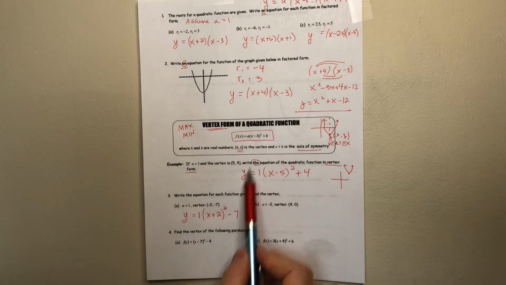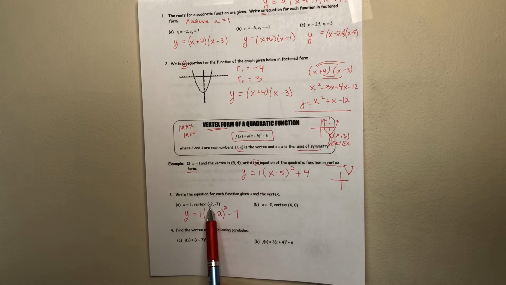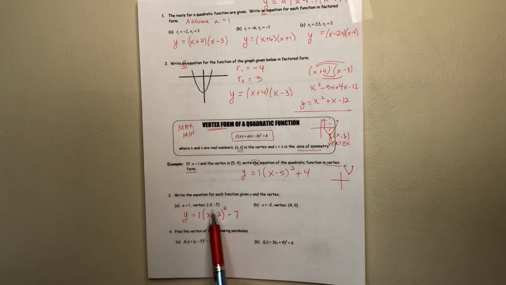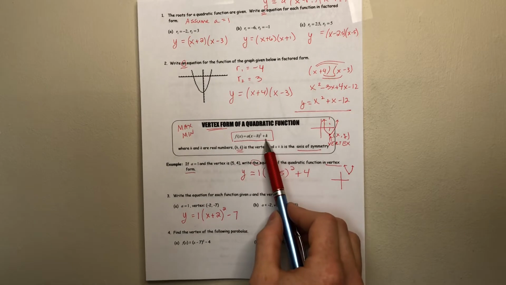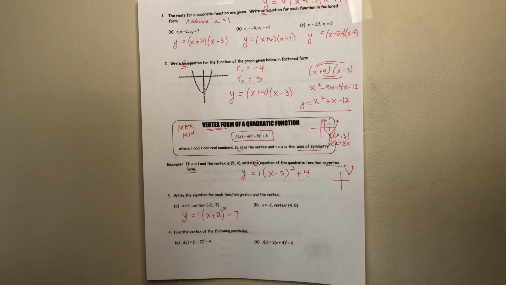minus h. So if I do x minus negative 2, it's x plus 2 because subtracting a negative is adding. Don't forget the square. The square is what makes this quadratic. Remember, you have to have x squared somewhere in your equation to have a quadratic. And the k value is just whatever it is. So plus negative 7 on the end, we would just say minus 7.